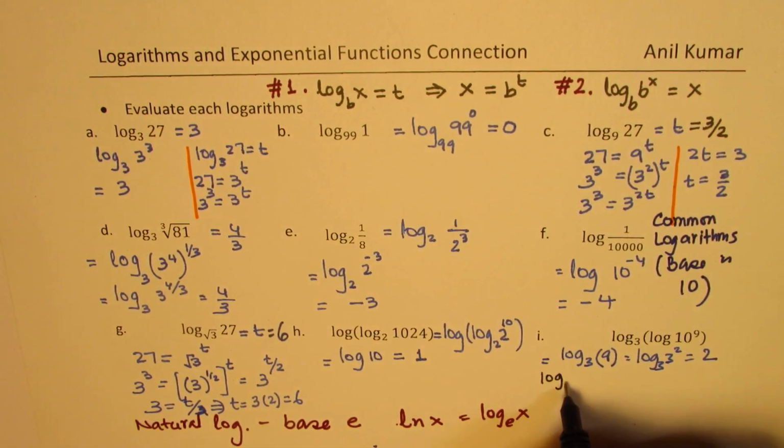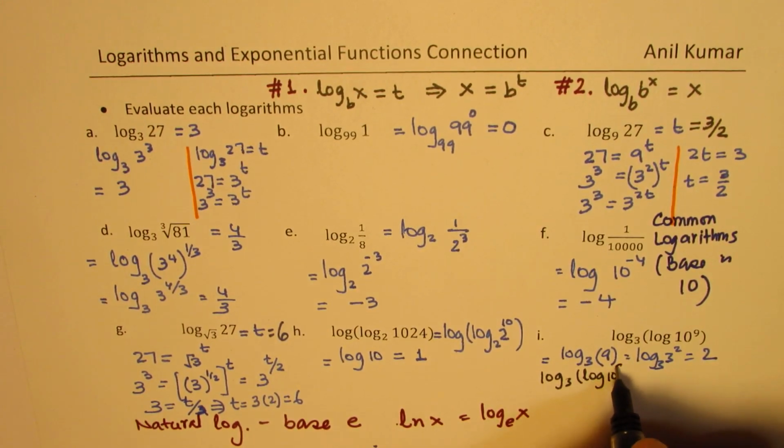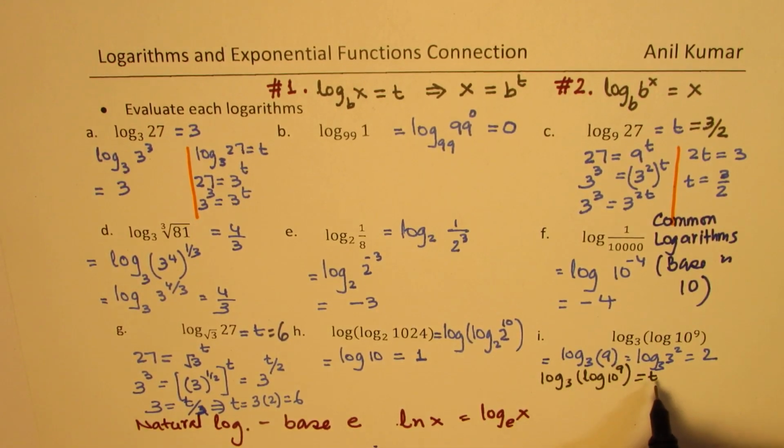So we have log to the base 3 of 9, correct? Let this be equal to t. That means 3 to the power of t is equal to 9, since the argument is 9. So we write 9 is equal to 3 to the power of t, and we know that 9 is 3 squared, so that implies that t is equal to 2. So you could do the other method also, writing it in the exponential form.